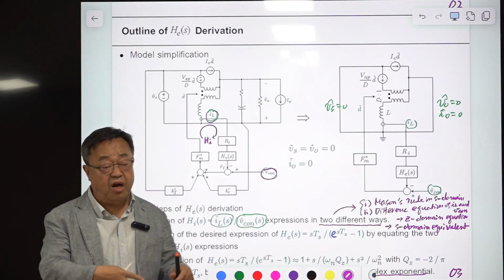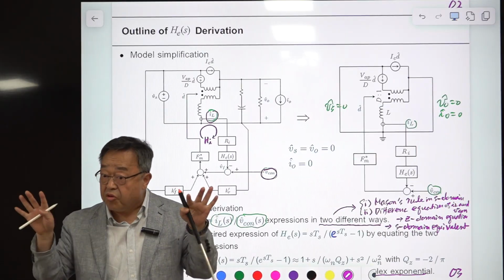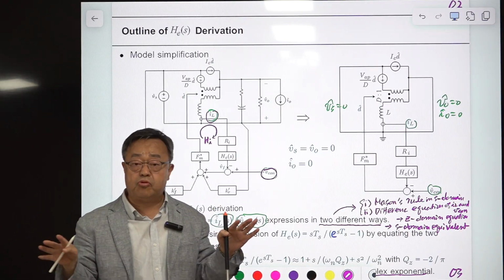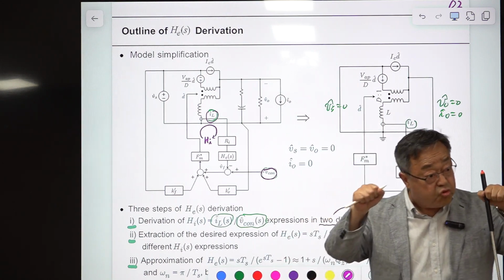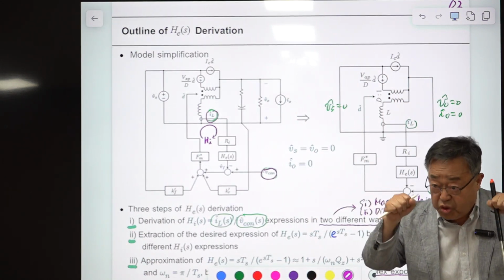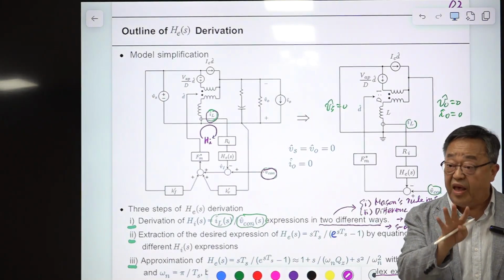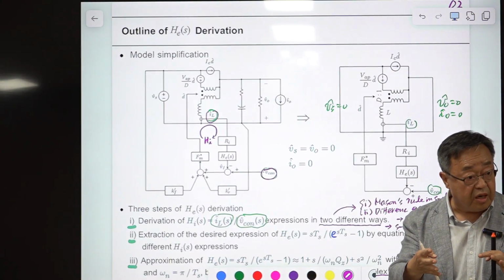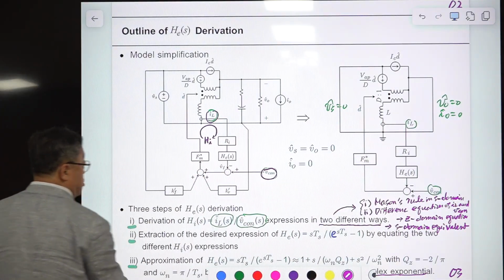And you derive another expression, the same expression but in a different form. So you have two different equations for the same thing, and you equate the two expressions together. Then you solve that for H(s). Then H(s) will come out. Okay, that is the procedure of modeling this. Right? Try to understand this.